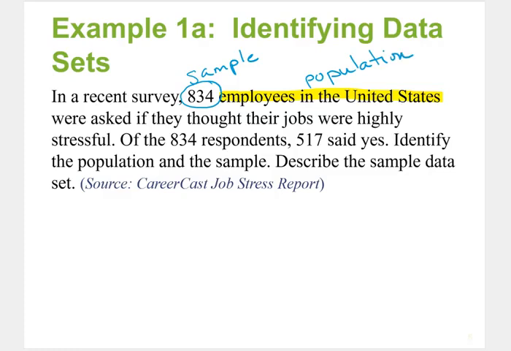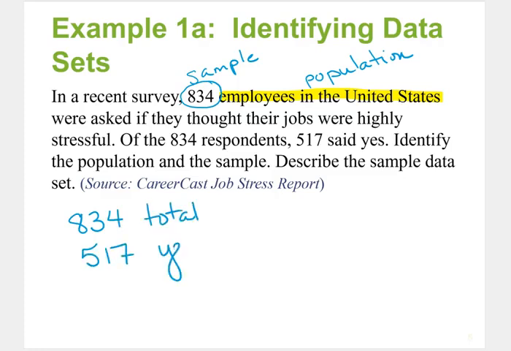All right, so next up is describe the sample data set. Tell me everything you know about what we have in front of us. And again, don't make assumptions, just what's in front of you right now. Our sample that we have taken, those 834 people, is a subset of that population, right, of all the employees in the United States. The data was very explicit that there were 834 total people that we asked.